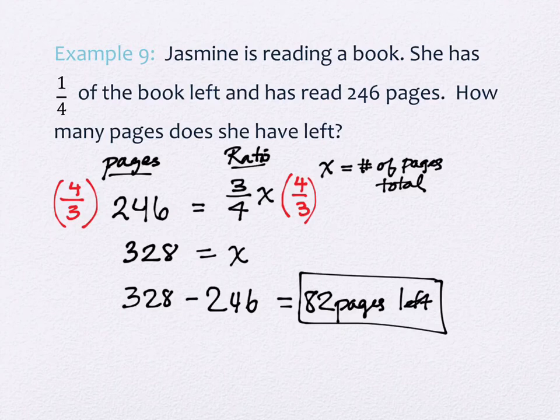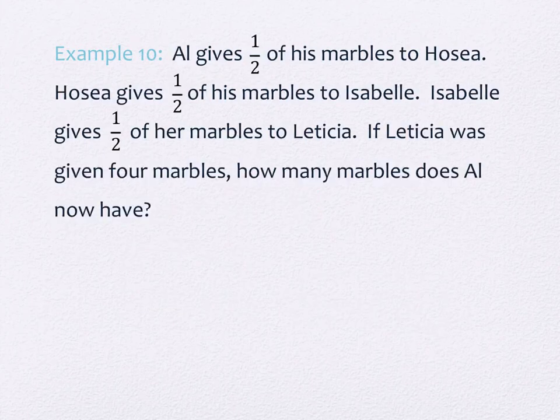All right, I really like number 10, because it sounds just like something kids would do. So we've got Al. Al gives 1/2 of his marbles to Jose. Jose gives 1/2 of his marbles to Isabel. Isabel gives 1/2 of her marbles to Letitia. If Letitia was given 4 marbles, how many marbles does Al have now?